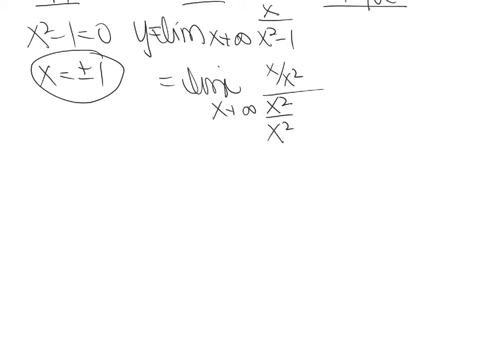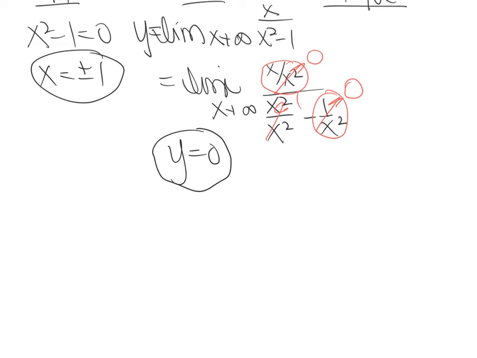And once we do this, remember that anything that winds up with an x in the denominator, when it's all said and done, is going to go to 0. So this is going to turn into a 1 over x, which will become a 0. This is going to stay a 1 over x squared, which will become a 0. And this term here will actually just become a 1. And I get 0 over 1, which is 0. So once again, we get y equals 0. And again, you will not have any oblique.